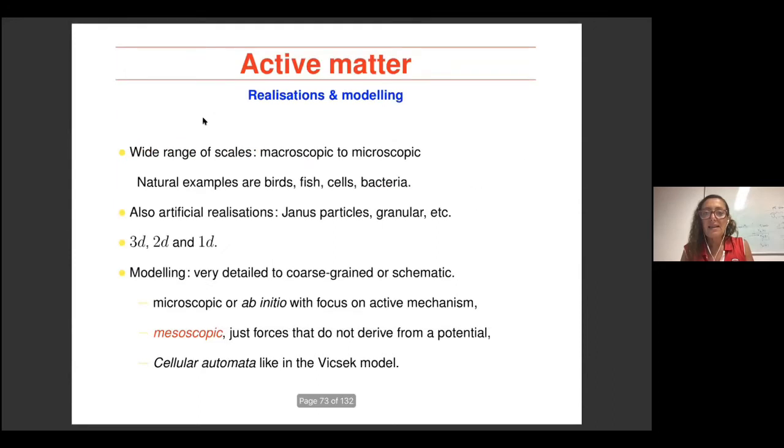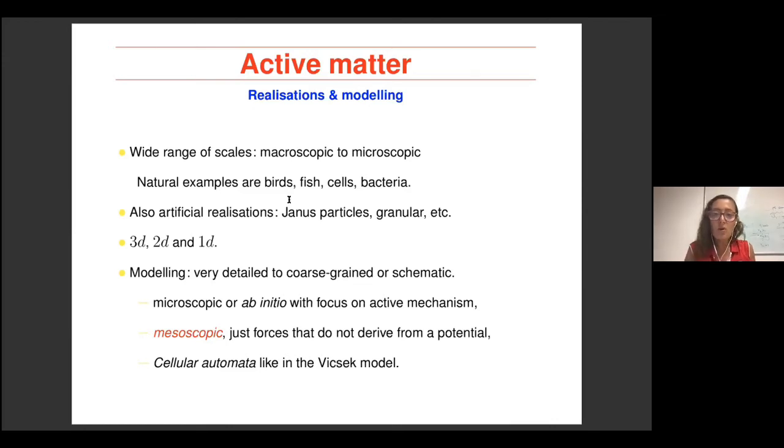And they exist in nature in a wide range of scales, going from the microscopic to the macroscopic. Examples are, as I said, birds, fish, cells, bacteria, going from the large to the small in this line. There are also many artificial realizations. I will show you some. They can be found and made to function in 3 dimensions, 2 dimensions, 1 dimension. And there are very different ways of attacking these problems theoretically.